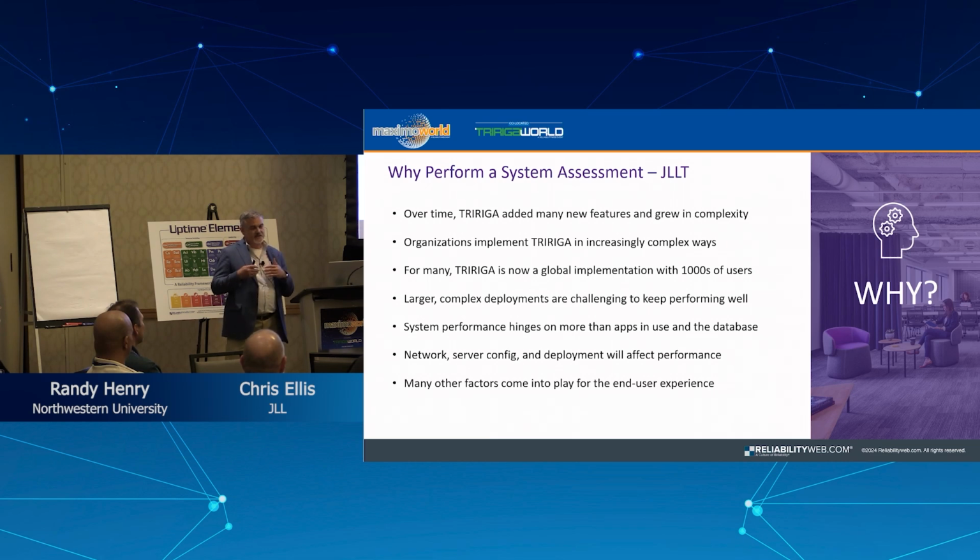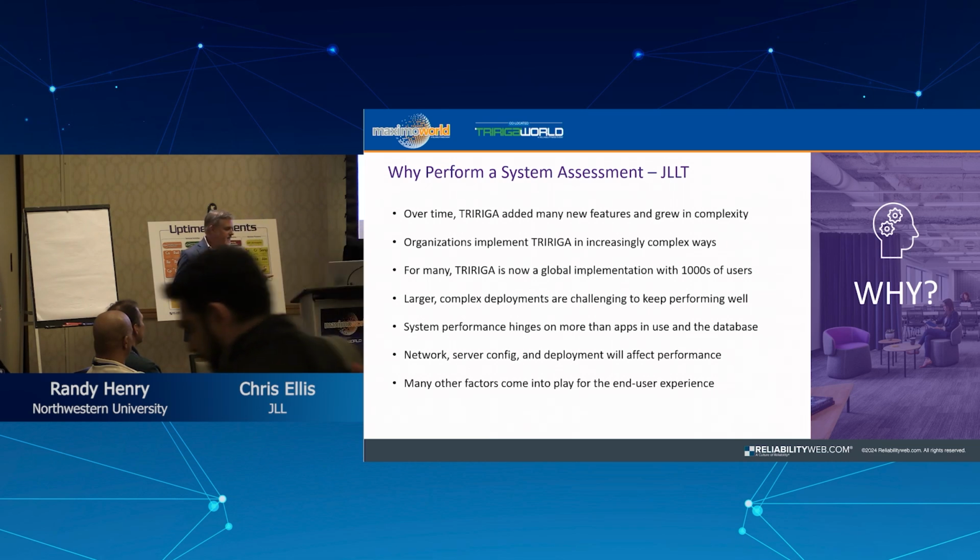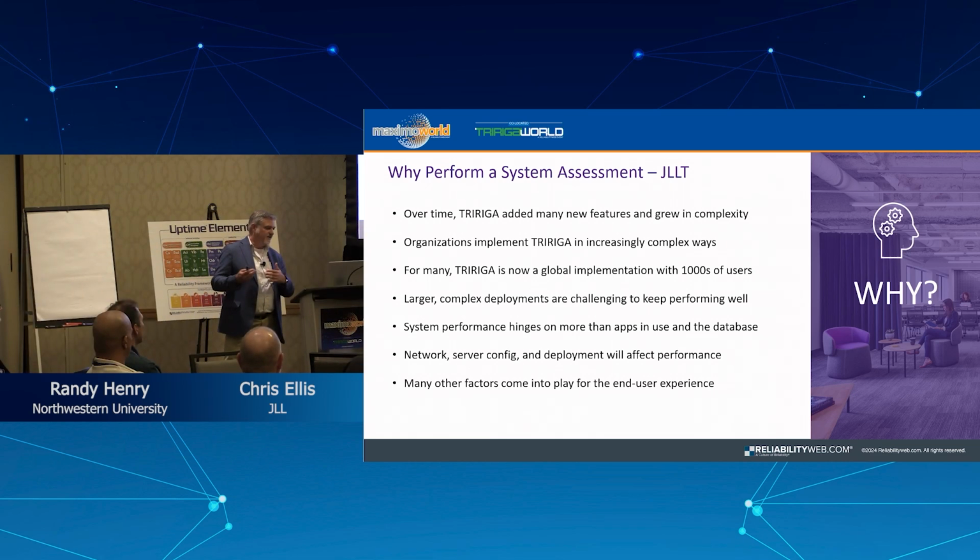And I'm not the only one that does this. JLL and other partners could do it too, and everyone has the tools that they need, and I'll talk about that. But there's a lot of reasons to do this, and like I said, big picture. It's a useful tool. We talked about why Northwestern needed it, but you can also do it for many other reasons.